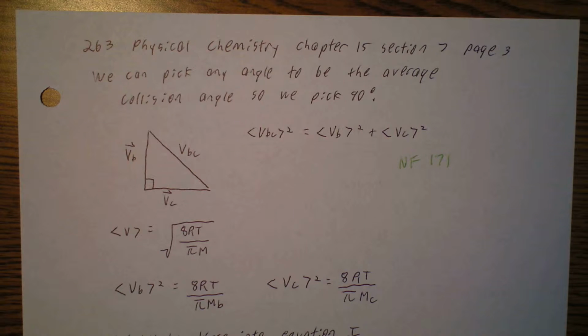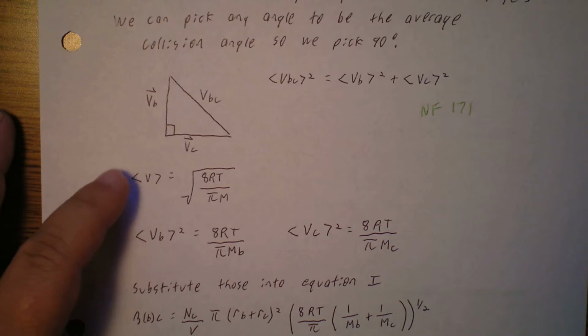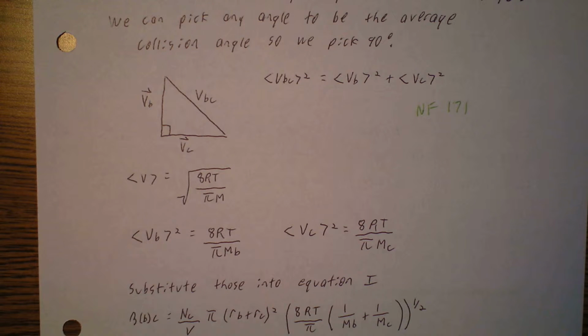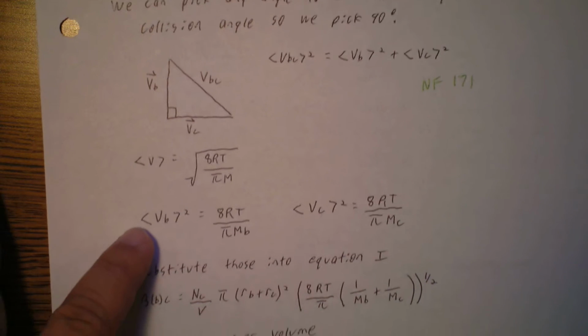We have the average speed of the B molecule and the average speed of the C molecule, so we're going to get the speed of B with respect to C. At 90 degrees, they're perpendicular, so we can use the Pythagorean Theorem. The average speed of B with respect to C squared is equal to the average speed of B squared plus the average speed of C squared. We also have the average speed equal to the square root of 8RT over pi m. We showed that in the previous section.